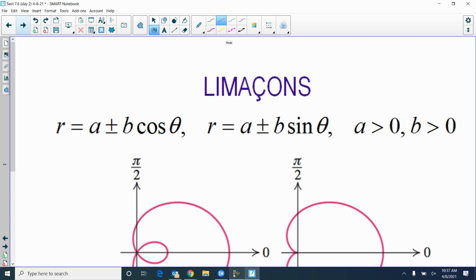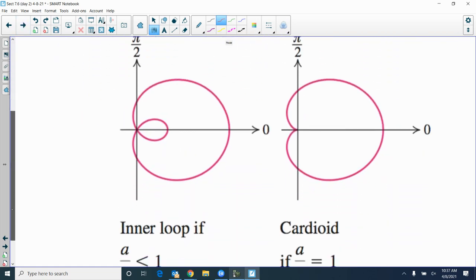These are, I forget, limacons. We'll go with that. And the first one has that inner loop, and the second one we call cardioid, because you health tech people know it looks like a heart. So it's a cardioid. So we can change that.